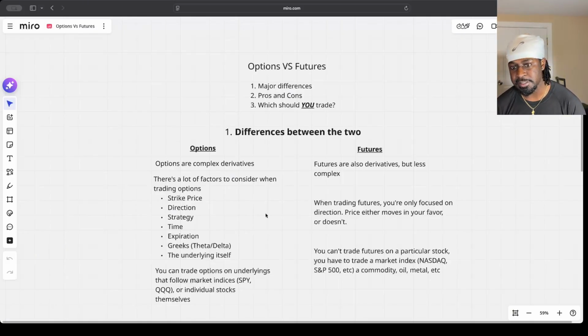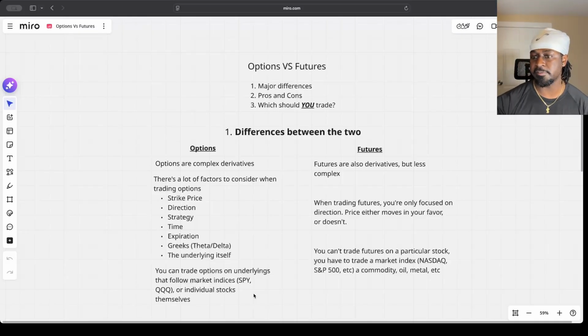That brings us to the Greeks. Theta. Theta is going to be the rate of decay of your option. So every day, your option will lose money due to theta. Delta is just the rate of change in your option on a $1 move up or down in the underlying, aka the stock that you're trading. So the underlying itself, right? So you can trade options on underlyings that follow the market indices, and I have done this successfully, mind you, such as SPY or QQQ, or individual stocks themselves, Tesla, Apple, JP Morgan, whatever.